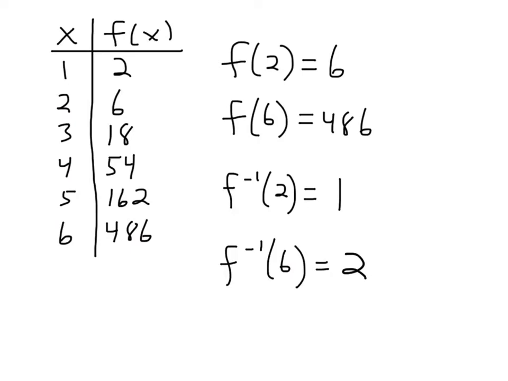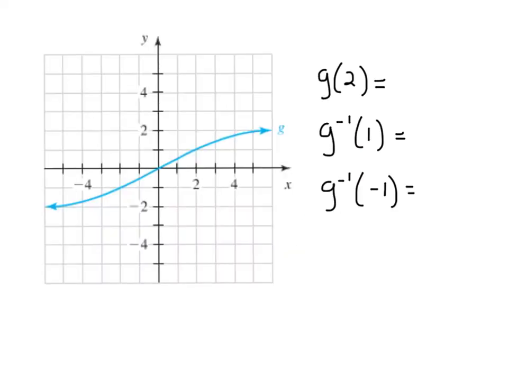So basically, the original function, like in these first two examples, sends the x to a y, and the inverse function sends a y back to its x. Now I'd like to try a similar example, but this time we'll be using a graph instead of a table. So here we have in our graph the function g, and we'd like to find these various different things over here: g of 2, g inverse of 1, and g inverse of negative 1.